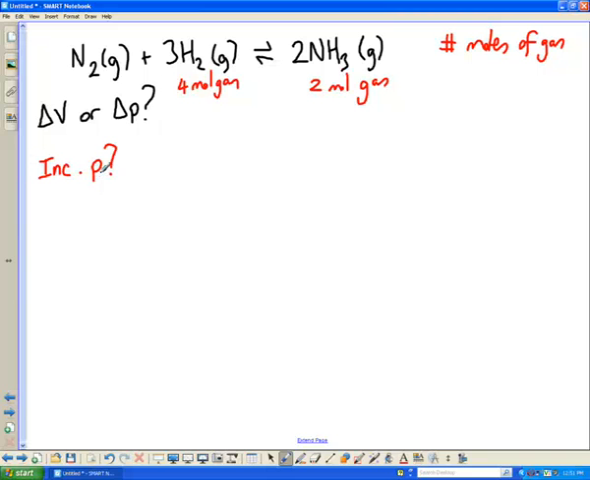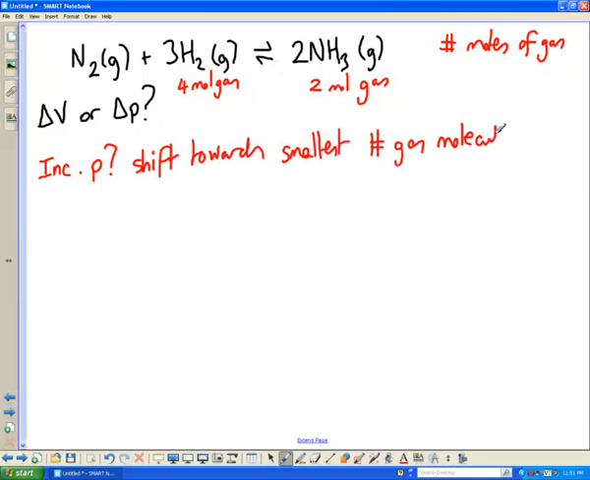Alright, well, the general rule is you shift towards the side that has the least number of moles of gas. Shift towards the smallest number of gas molecules. It doesn't matter how much solid or liquid you have there, they don't count. It's the gas molecules that count. I could have just said moles here as well. So in this case the equilibrium would shift to the right, to the product side.